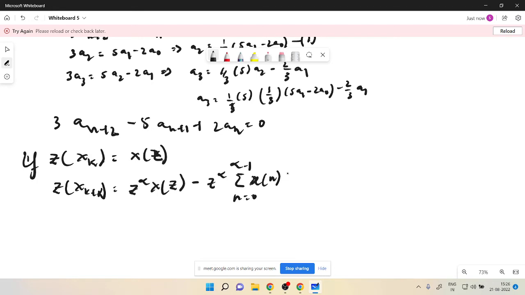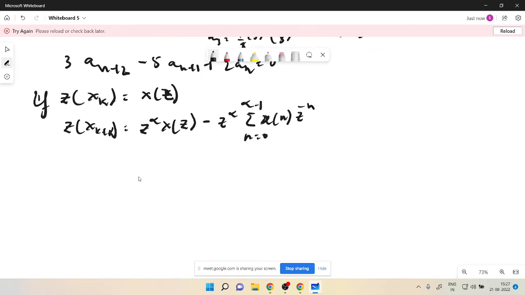Xn into z power minus n. So just let us substitute this. Z of a1 is equal to z times A of z minus z times sigma n, so this will be from 0 to 0, so x of 0, that's it.